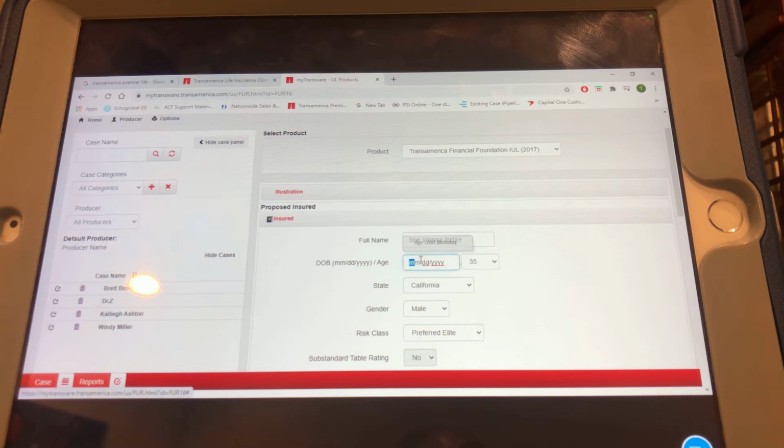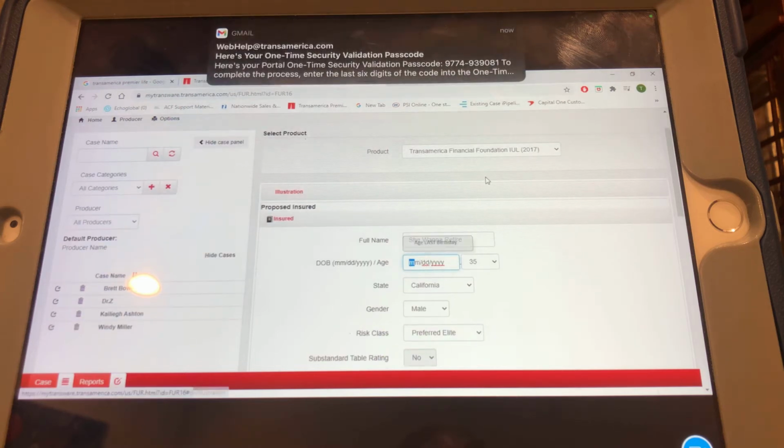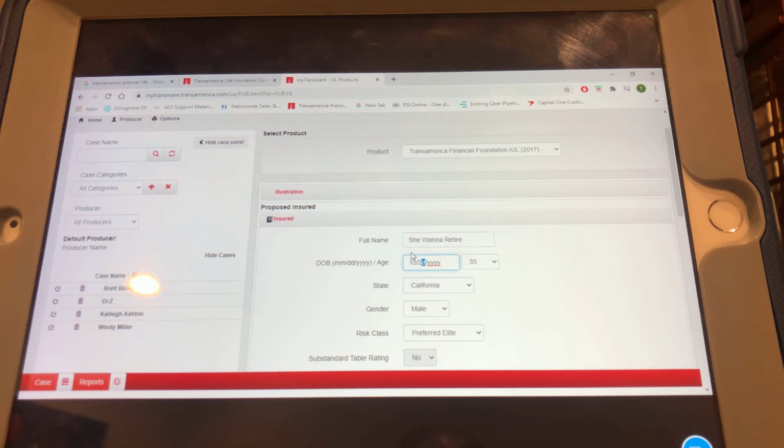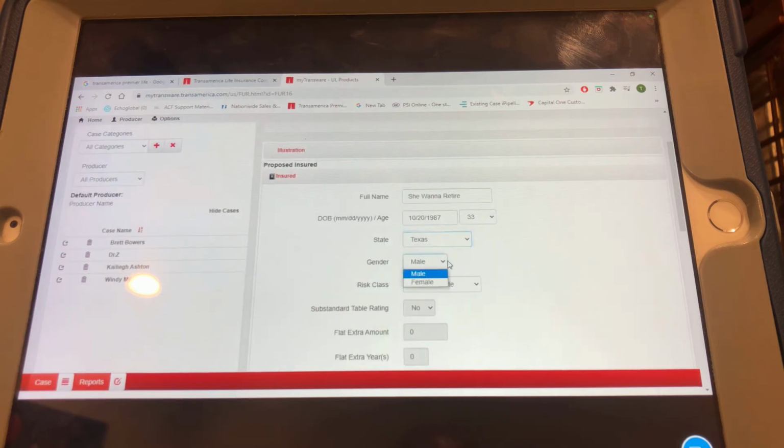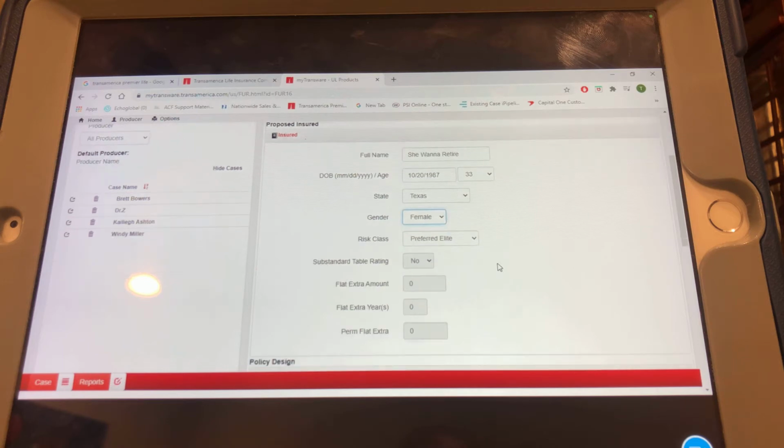All right, and what we'll do is, of course, we'll just enter in the simple date of birth. I'm gonna just use my date of birth. 10/20/1987. So they're 33. And since I live in Texas, we'll use Texas. Okay, and it'll be a female. It's not going to be a Tyler, it's going to be a Tyra. A Tyra. Okay.